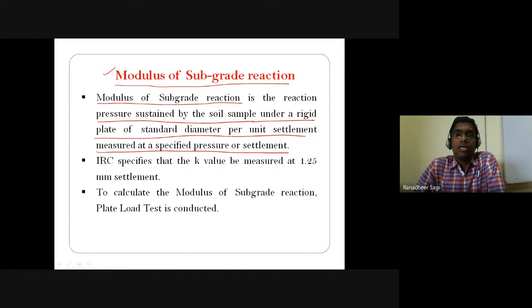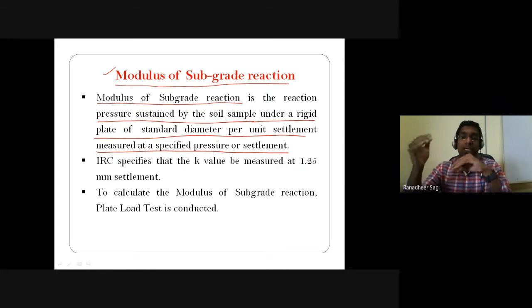So that is the reaction pressure sustained by your plate when it undergoes a certain amount of settlement. In simple terms, this modulus of subgrade reaction can be defined as the ratio of the pressure causing a uniform unit settlement in that particular plate, or in the foundation you are looking at, which is resting on some soil.